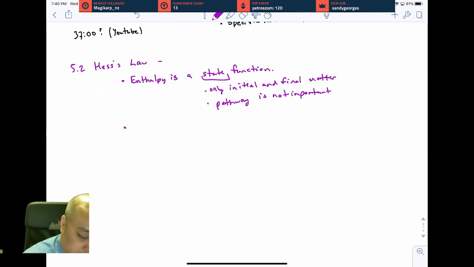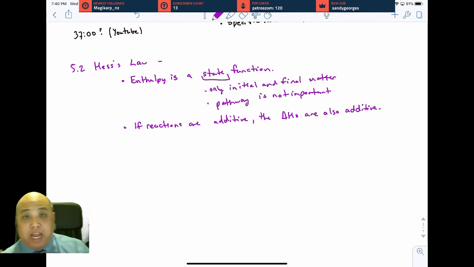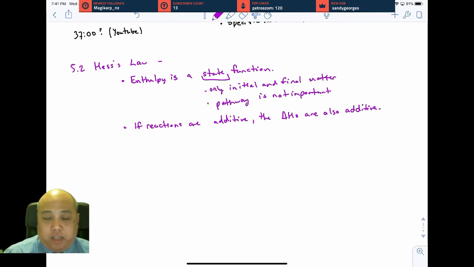So Hess's law says if reactions are additive, then delta H's are also additive. What he said was that if you take reactions and add them together and you get the reaction that you want, then the delta H's of those manipulated reactions, once you manipulate them, will also equal the overall delta H of that reaction. Okay.